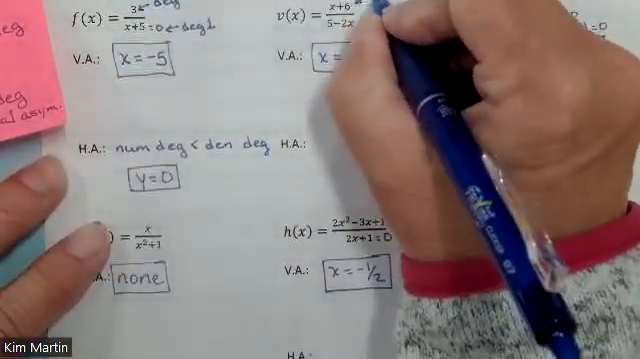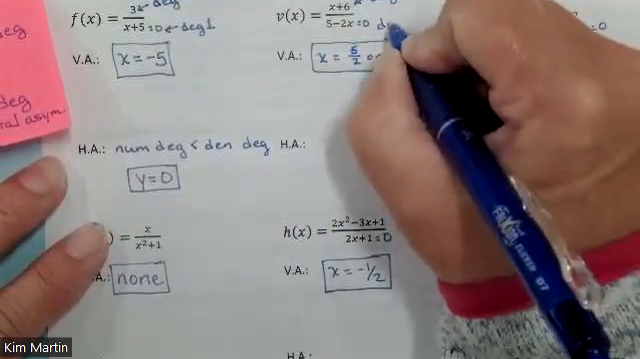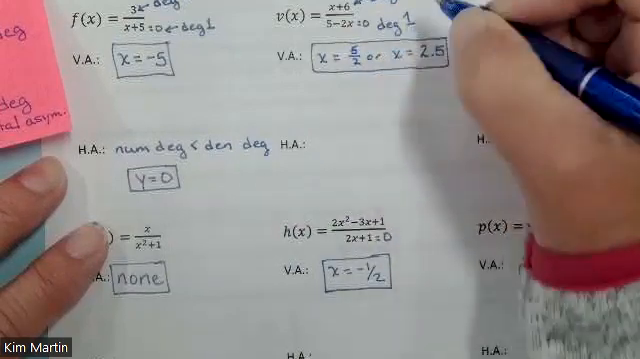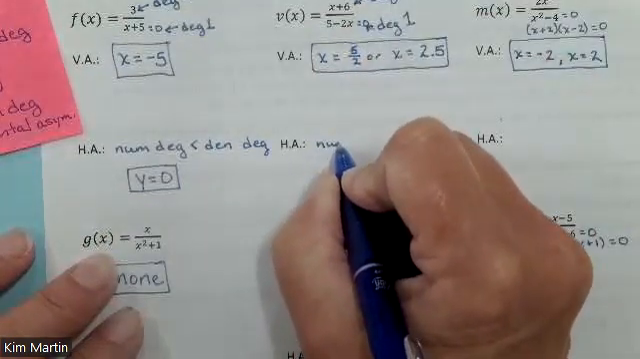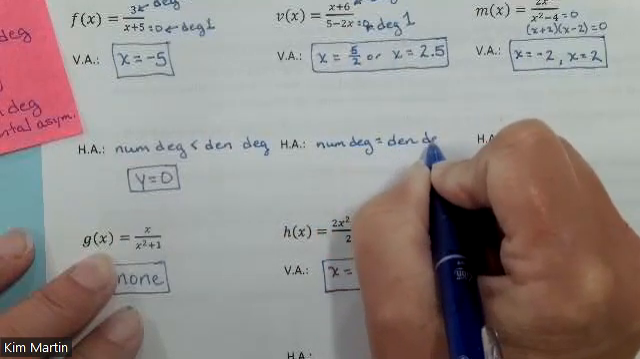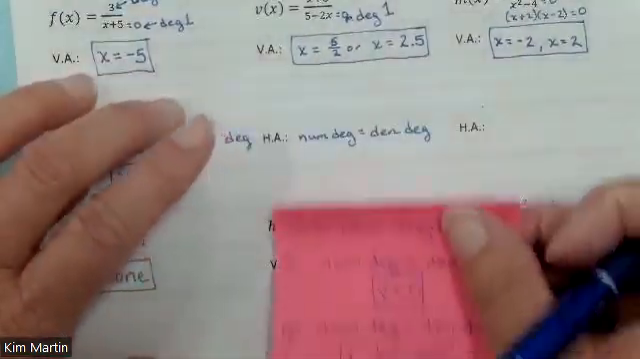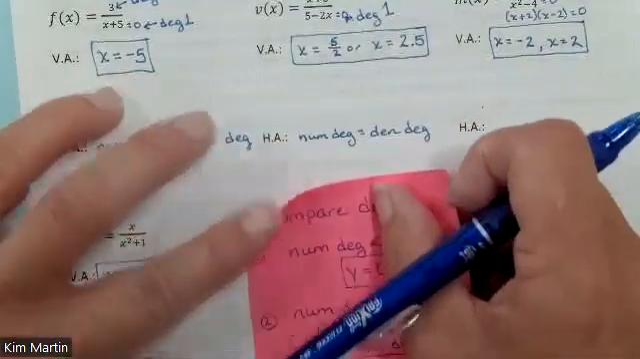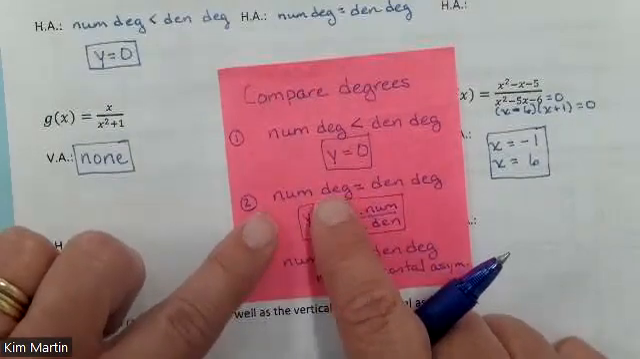This has a degree of what? 1, good. And this one has a degree of 1, right? Okay, so these two are equal. So I'm going to write numerator degree is equal to denominator degree. And I just shorten it because I don't want to write all those words out. I barely want to write this out, but I want you all to know what's going on. Okay, so I come over here and I look at my handy dandy notes. They're equal. This is the second scenario.